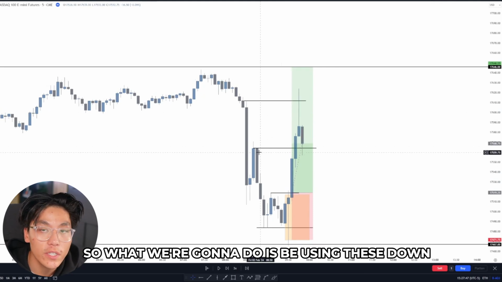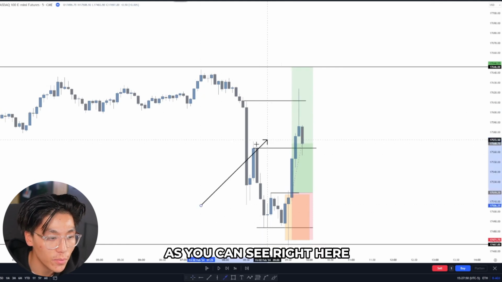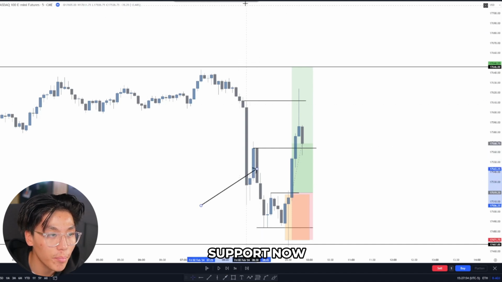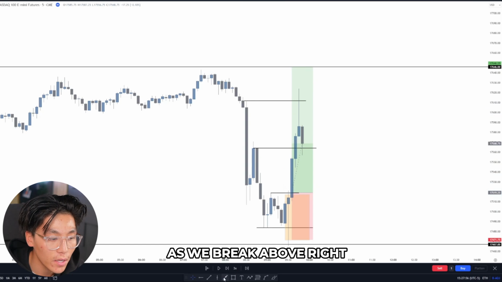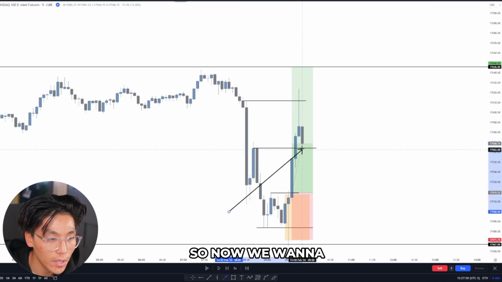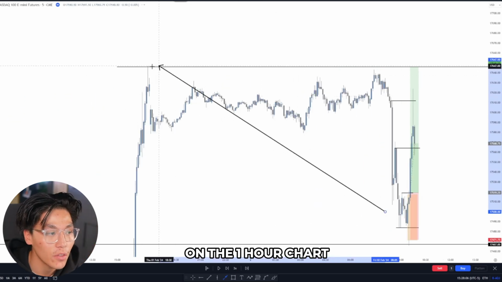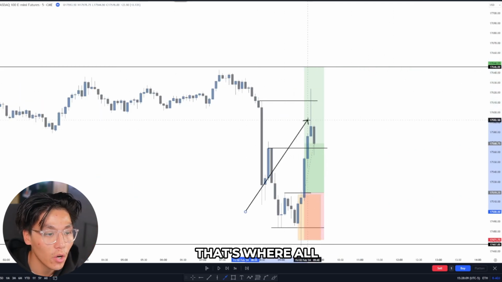So what we're going to do is be using these down close candles. As you can see right here, a down close candle in an uptrend. We want to use this level as support now as we break above. So we break above this level, and now we want to use this level as support for moves higher, which is the higher time frame levels on the 1-hour chart, as you can see right here. That's where all the liquidity is resting.